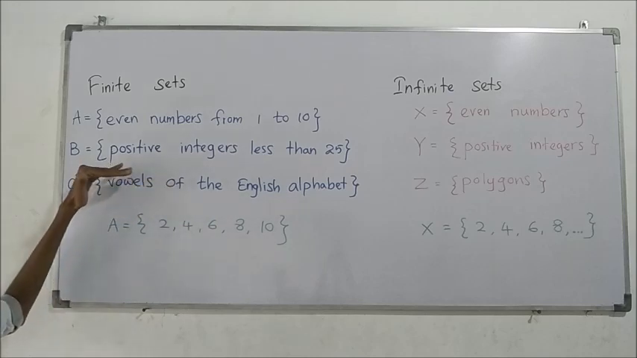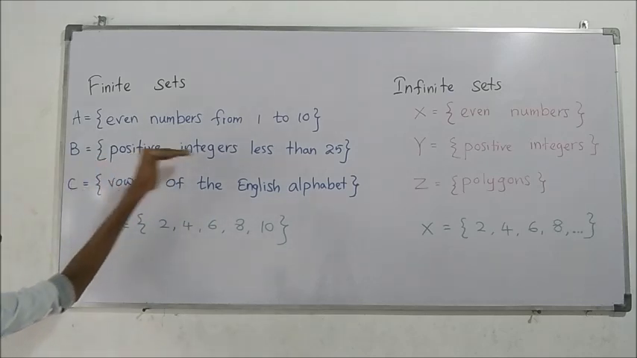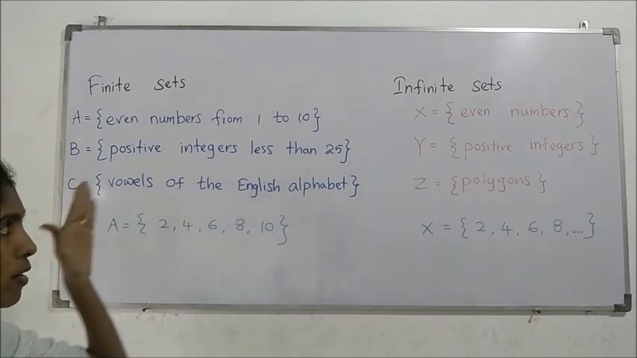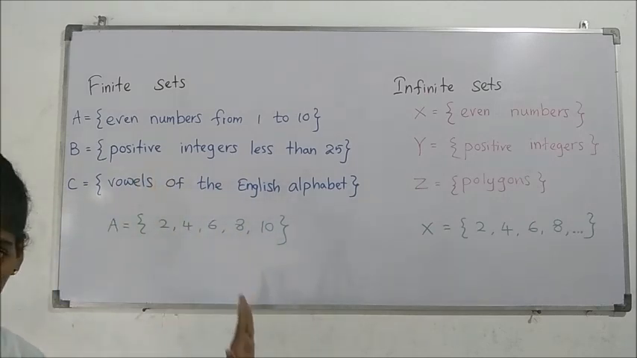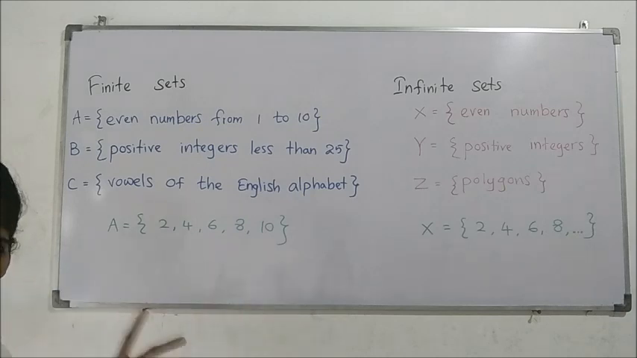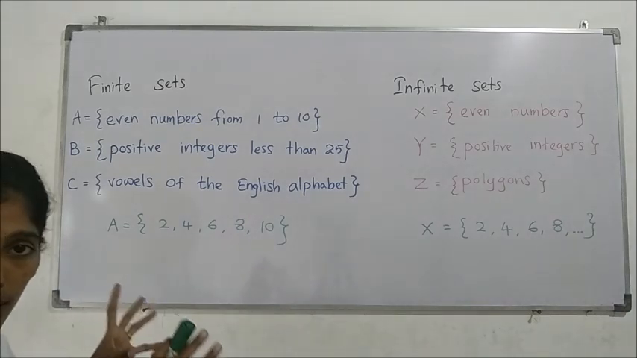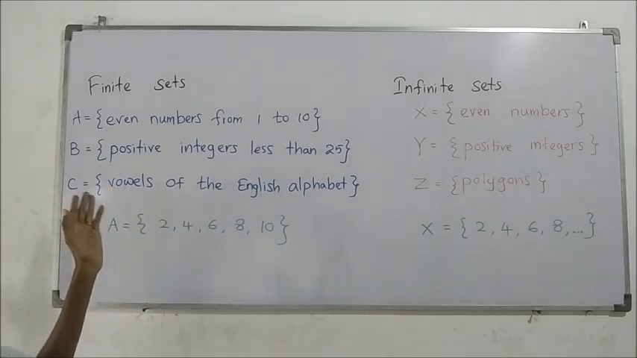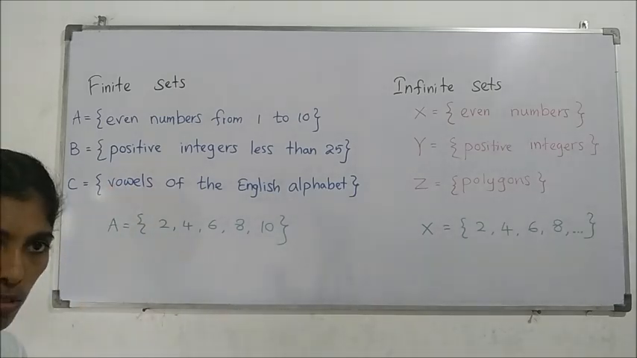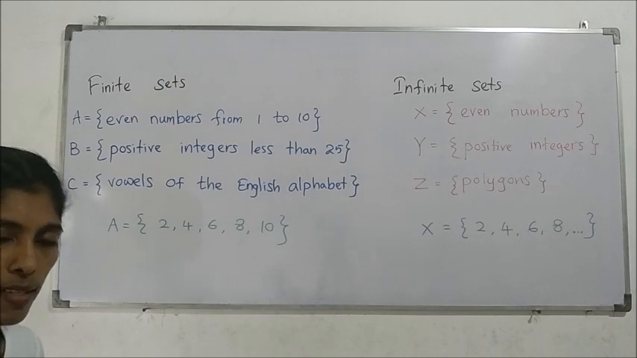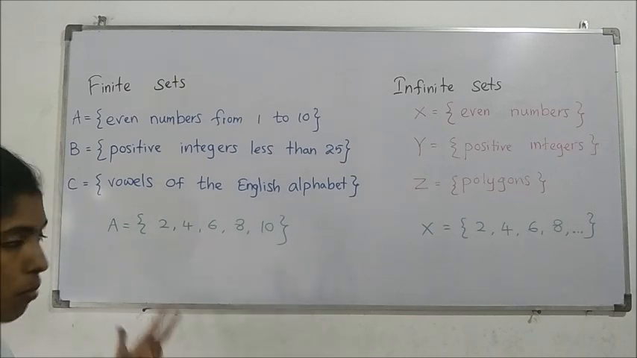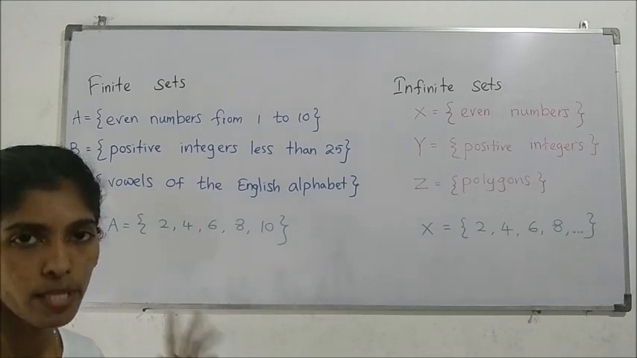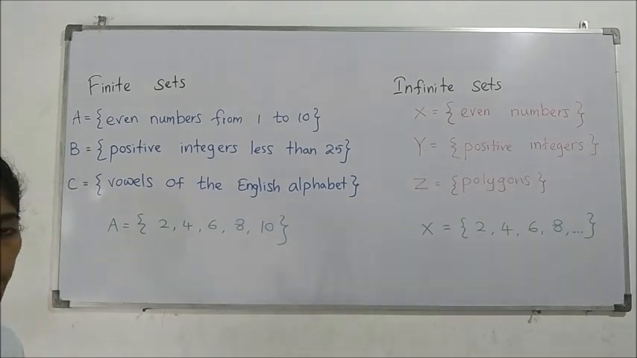Another example, set B, positive integers less than 25. That means from 1 to 24, we can write all the answers there. We know that exactly there is a certain number of elements here. So it's a finite set. Then vowels of the English alphabet, or else letters in the English alphabet. In both the sets, we know that there is an exact number of elements. We can write and show it.